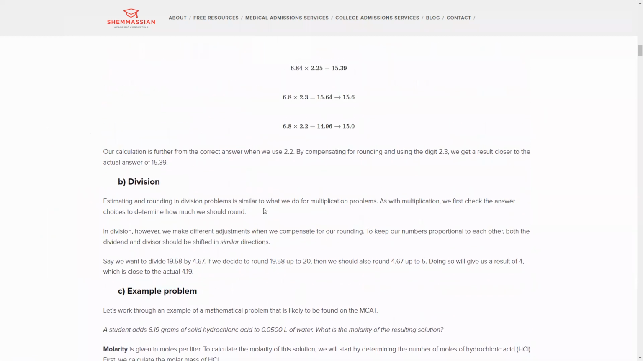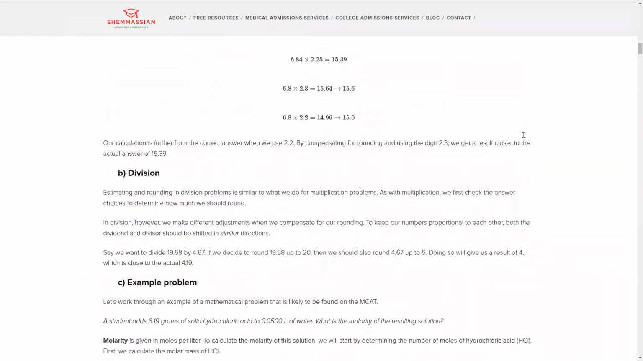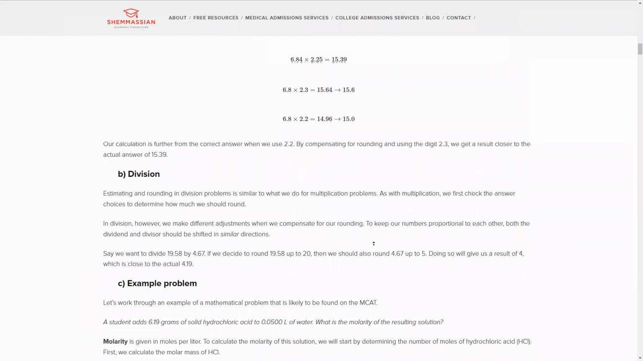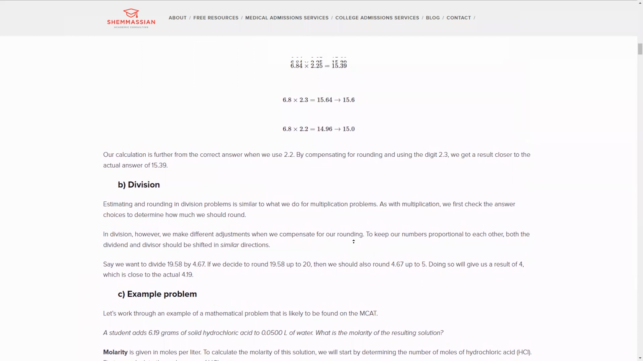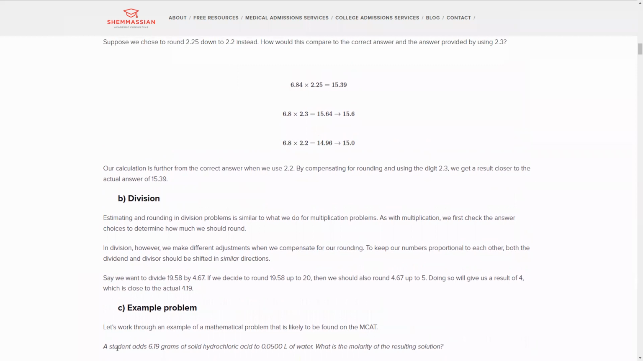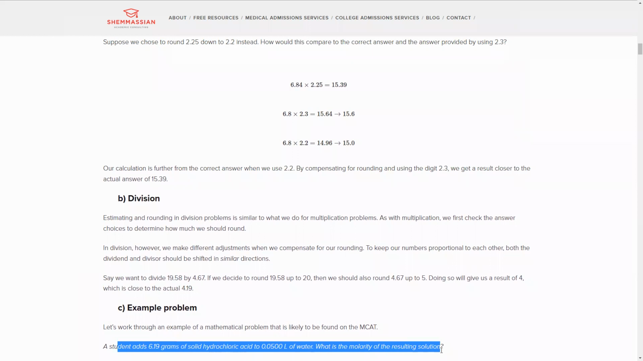Now let's look at an example problem. Here's where we're going to do a lot of problem solving today, just so you guys have a lot of examples of how to actually use this, for real. So here's our first example. A student adds 6.19 grams of solid hydrochloric acid to 0.05 liters of water. What is the molarity of the resulting solution?